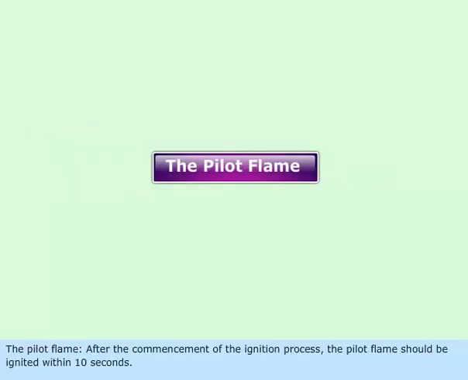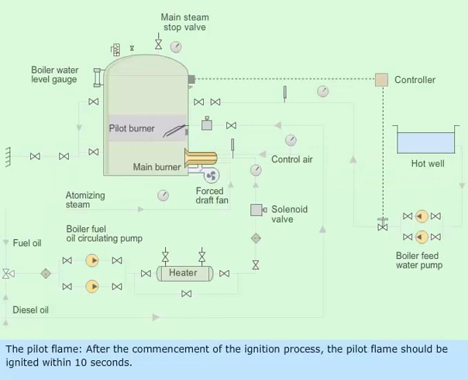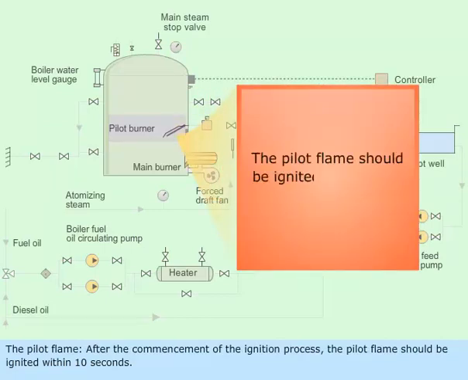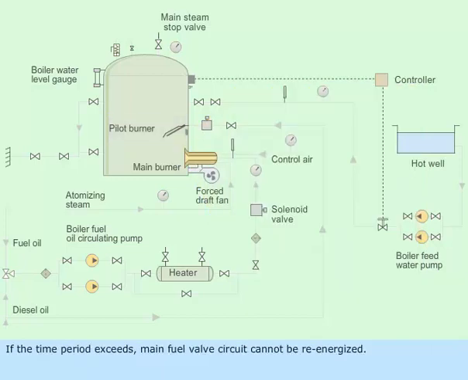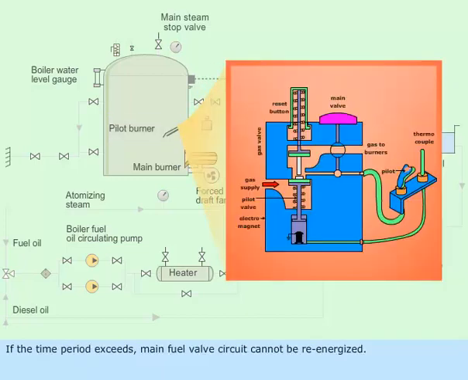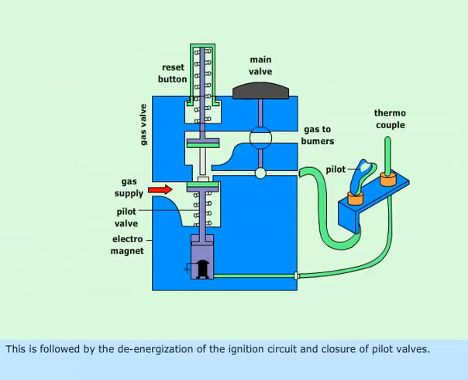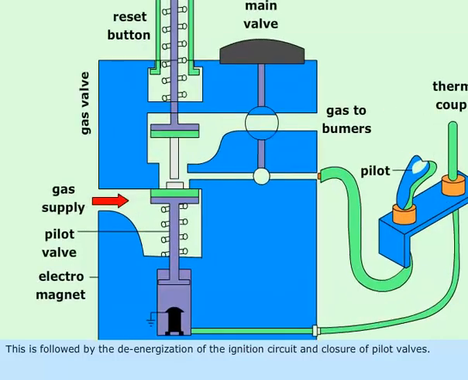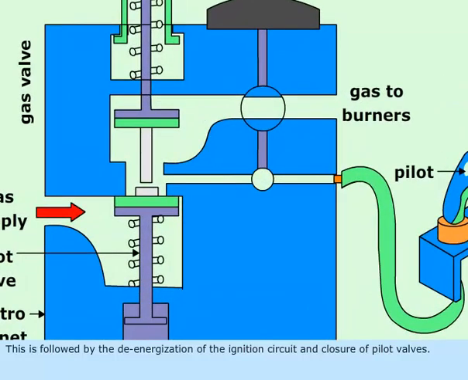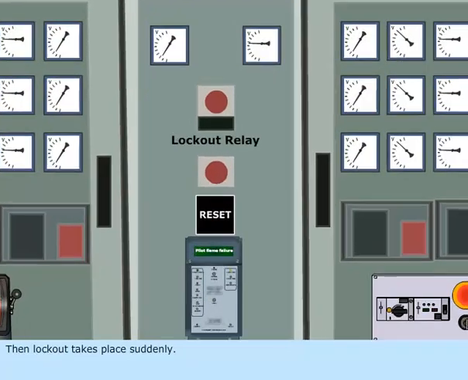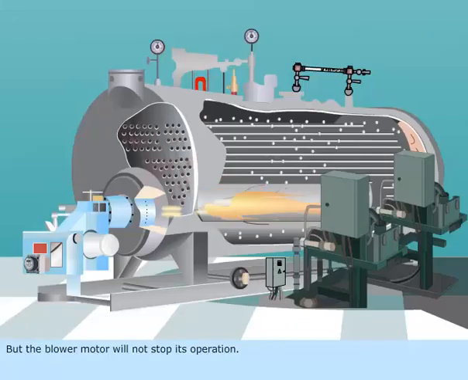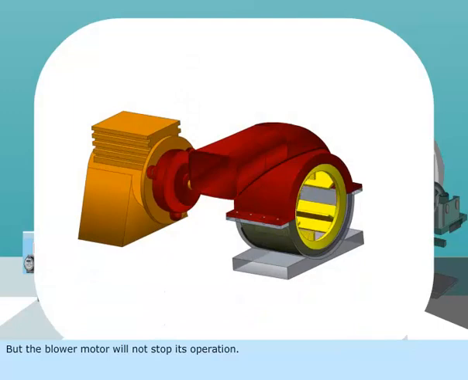The pilot flame. After the commencement of the ignition process, the pilot flame should be ignited within 10 seconds. If the time period exceeds, main fuel valve circuit cannot be re-energized. This is followed by the de-energization of the ignition circuit and closure of pilot valves. Then, lockout takes place suddenly. But the blower motor will not stop its operation.